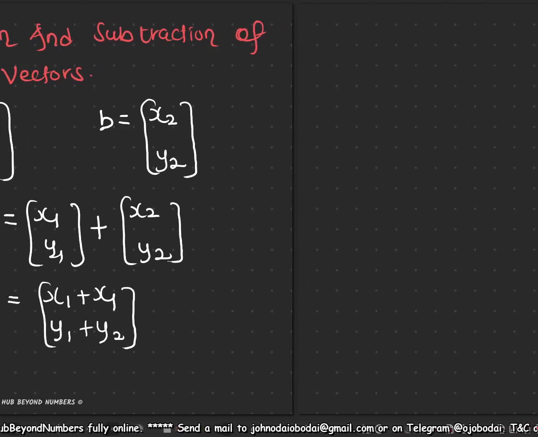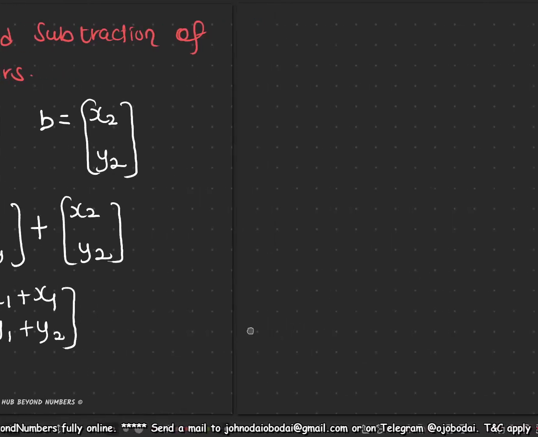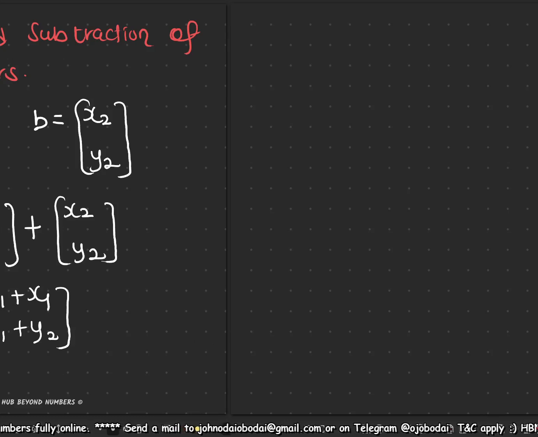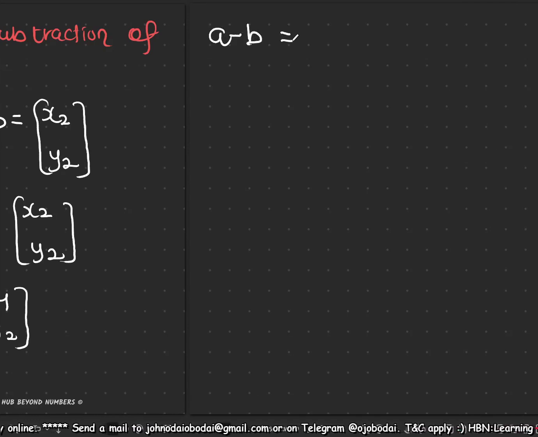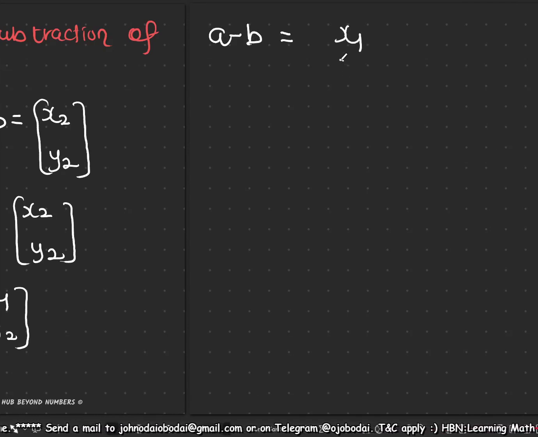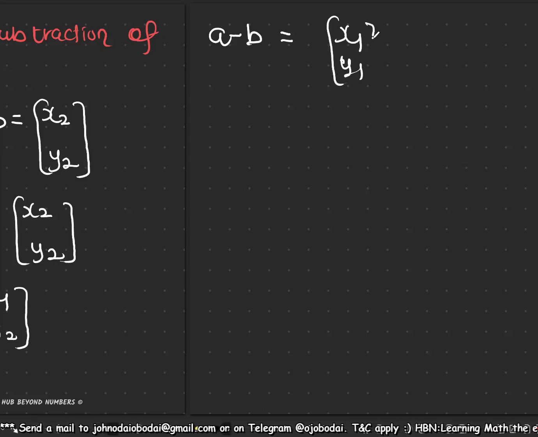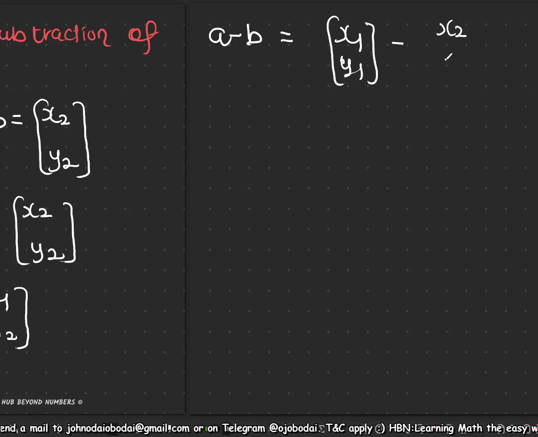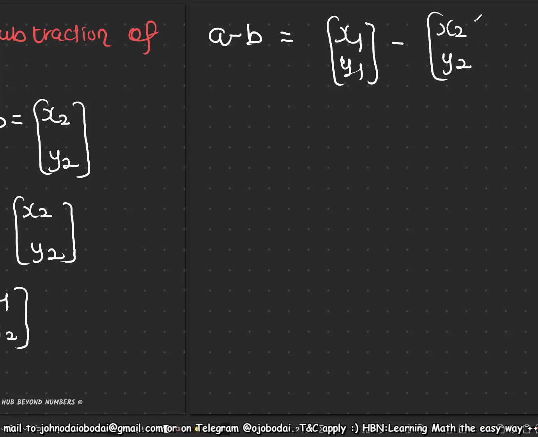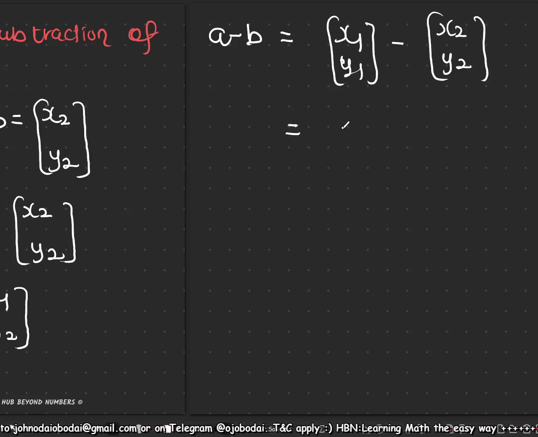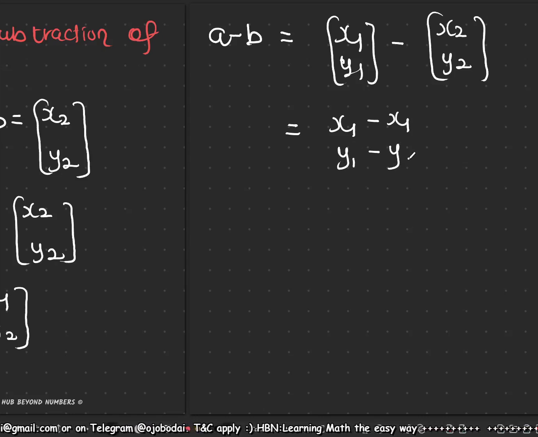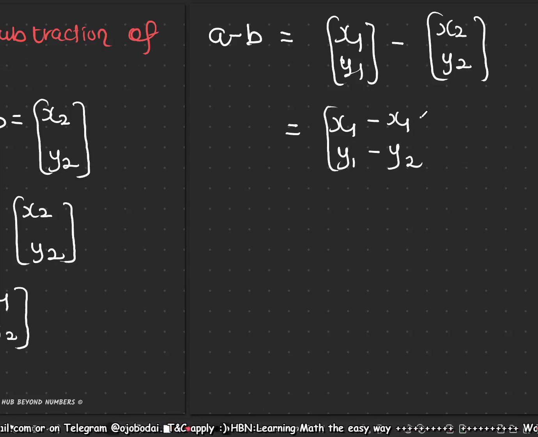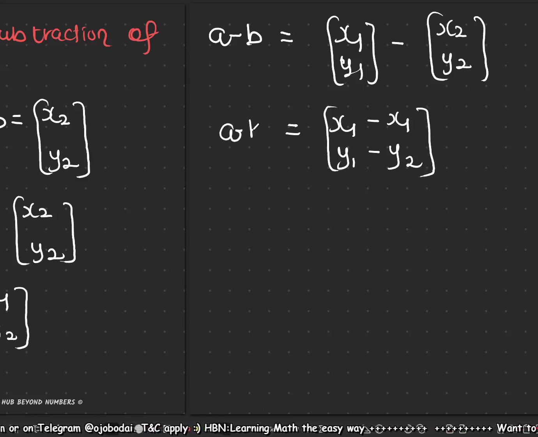The same way, if you wanted to, let me say, subtract, it's the same principle. All right. So that means that A minus B is going to be x1, y1, minus x2, y2. And what does that mean? That means we'll subtract x2 from x1, and then y2 also from y1. That is going to be our A minus B.